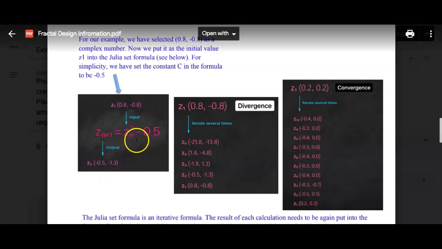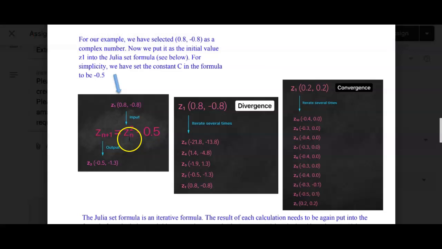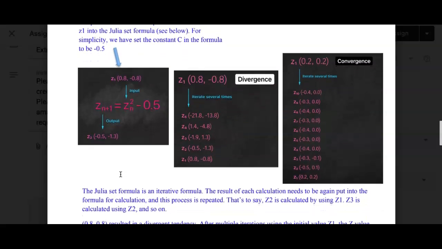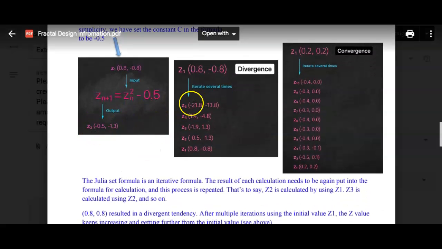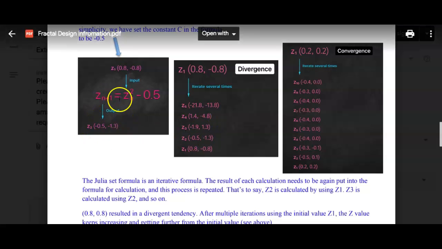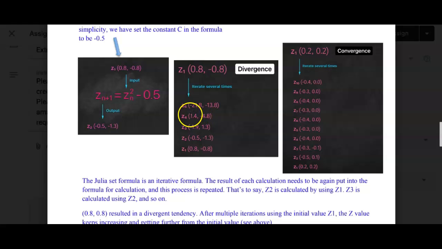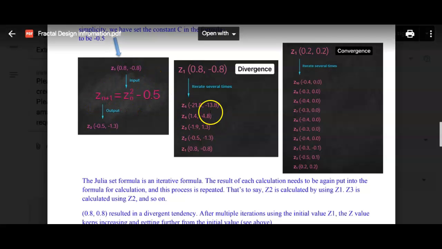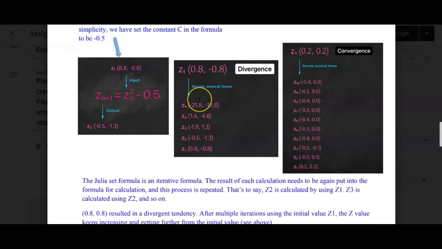Anyways, when you input these coordinates, you will get out Z2, which is these new coordinates. Then you need Z2 in order to generate Z3, and you plug that in here in order to generate Z4. And you need Z4, which you plug in here, in order to generate Z5.